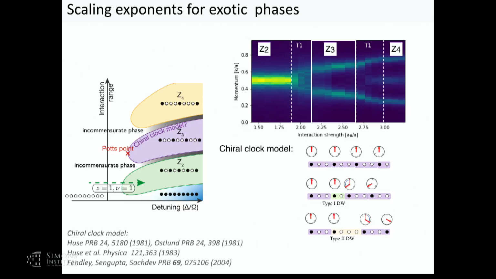And the transition to this chiral clock model turns out to be very special, very exotic. In particular, it's described by a field theory which does not have z equals 1, which is actually very unusual.